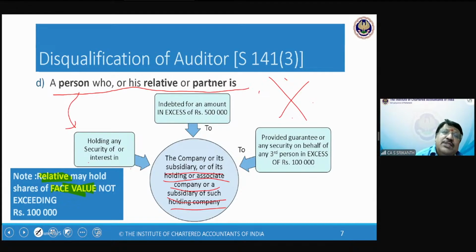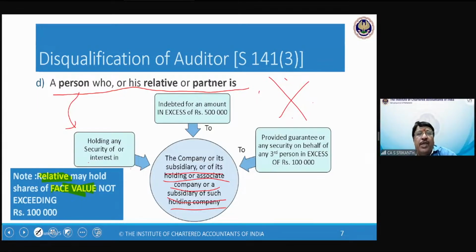Holding, so a person who or his relative or partner is holding any security of or interest. So security means share or debenture or whatever. Either you can hold it in the company or its subsidiary or holding company or associate company or a subsidiary of the holding company, the co-subsidiary. If holding is there, and I am there, another subsidiary is there, the co-subsidiary. There also you cannot hold. The auditor cannot hold. A relative cannot hold. A partner cannot hold. A partner of the auditor cannot hold.